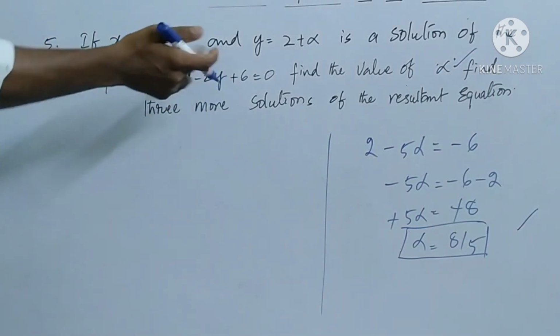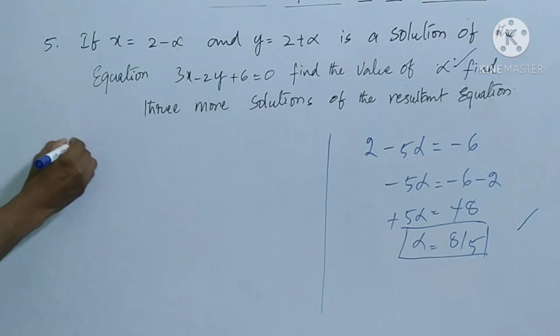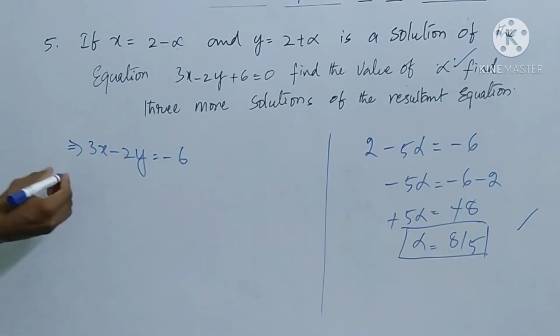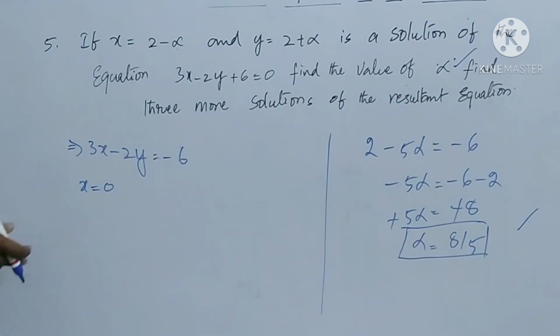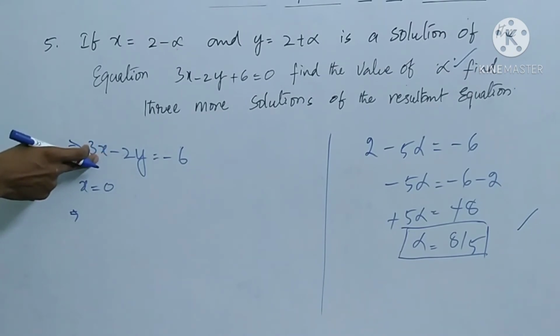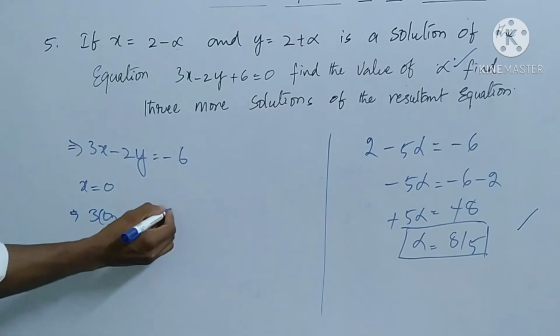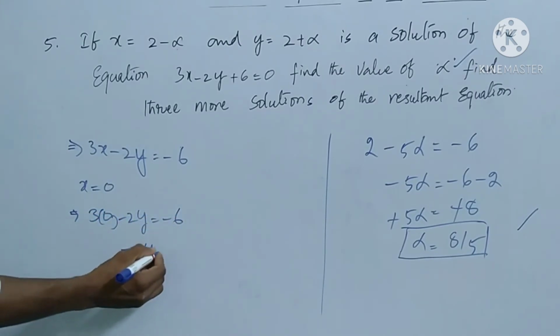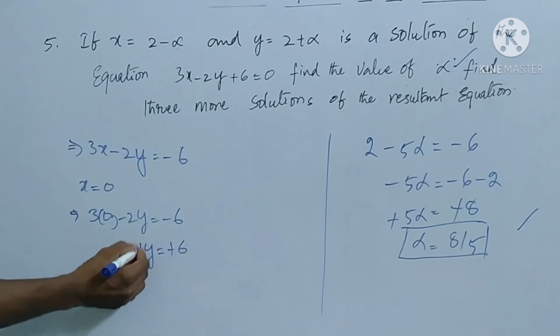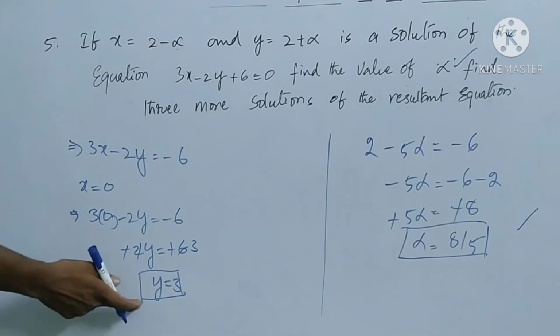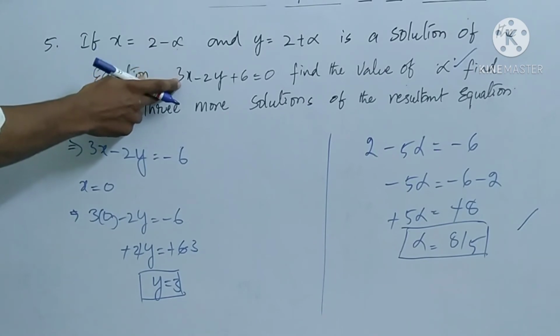And also find 3 more solutions. Here our equation is 3x minus 2y is equal to minus 6. When x is equal to 0, this is the simplest way to find the solutions of the given equation. When x is equal to 0, what is y? Just substitute x is equal to 0. 3 into 0 minus 2y is equal to minus 6. Minus 2y is equal to minus 6. Minus minus cancel. 2 3s are 6. So y is equal to 3. When x is equal to 0, y is equal to 3. This is one of the solutions of the given equation.